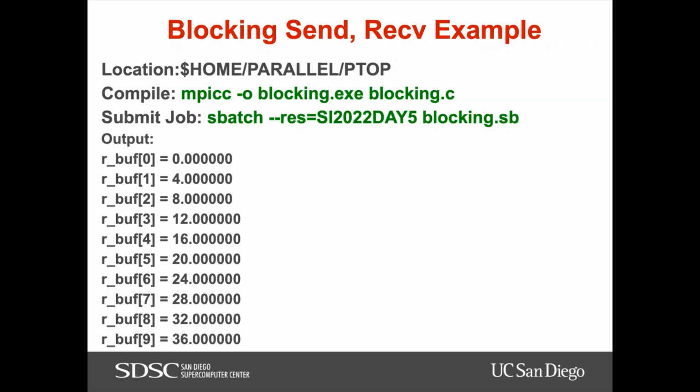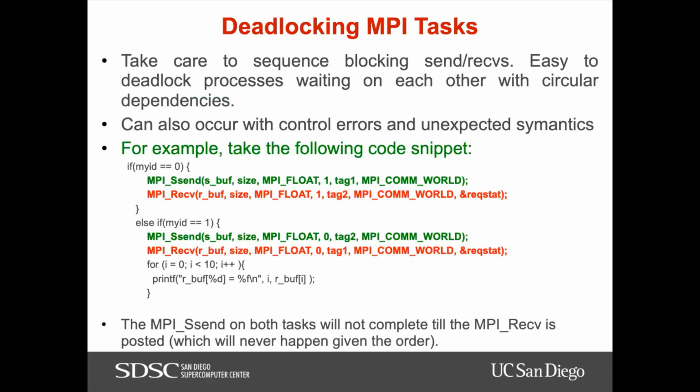So let's continue on. Basically, if you submit this blocking.exe file using the submit script, you'll see that the buffer gets sent and you see what gets received. Now, one thing that can happen if you have these blocking sends and receives is that it's pretty easy to deadlock processes that are just waiting on each other.